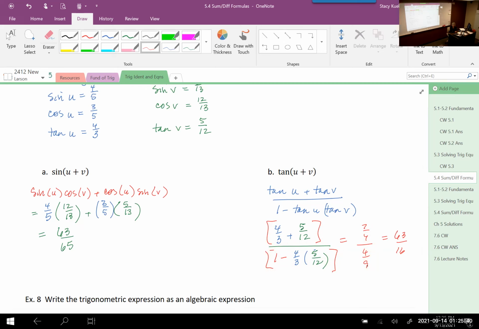Okay, where did you get 7/4? I added the numerators together, and in the denominator, I added the denominators together. 3 + 12, that'd be 15. Oh, okay. And then divide.